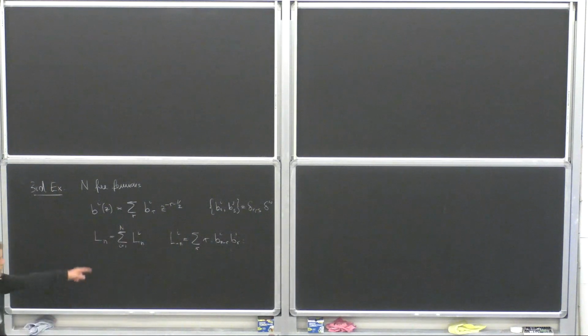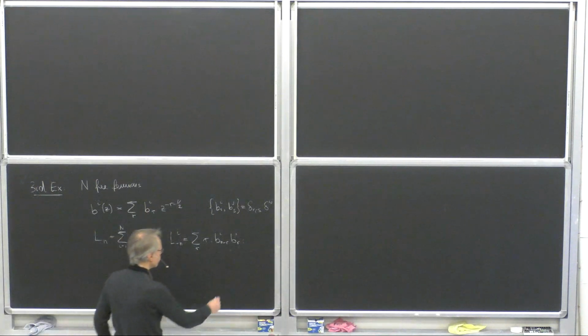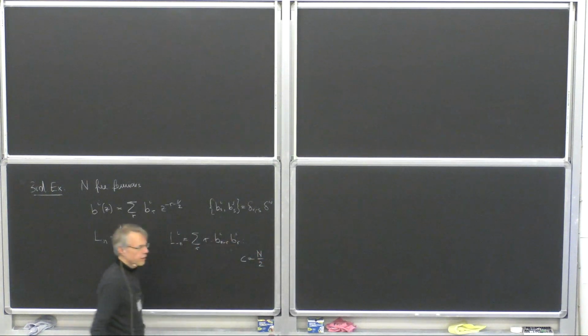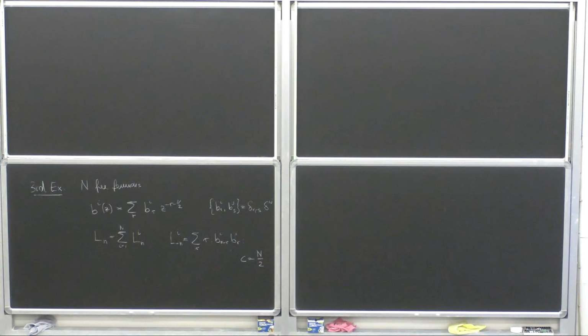Each of them has central charge 1/2, and if you add n copies of 1/2 together, the central charge of the whole thing will be n over 2. That's not a big surprise, right? You just have n copies of a theory, each of which has central charge 1/2. You add together the Virasoro algebras, they mutually commute, and therefore the central charges just add. There's nothing particularly funny happening here.